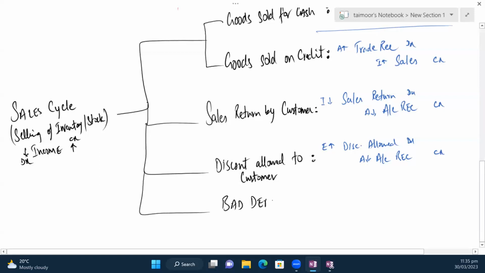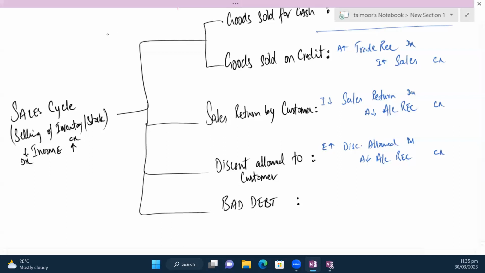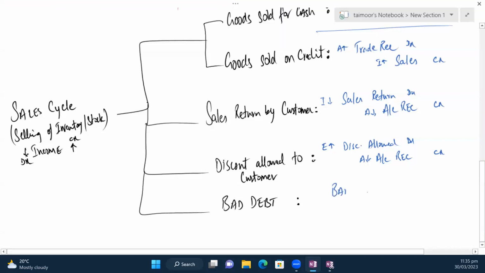With bad debt, if your customer turns into a bad debt, so क्या होगा? So the entry is going to be bad debt debit and account receivable credit. Expense increase, asset decrease.